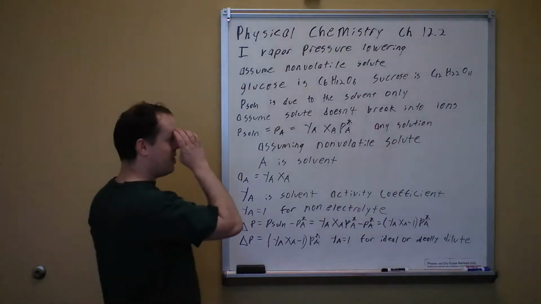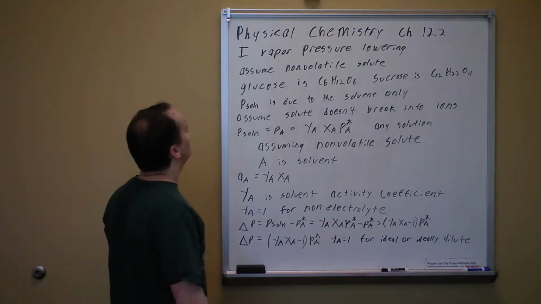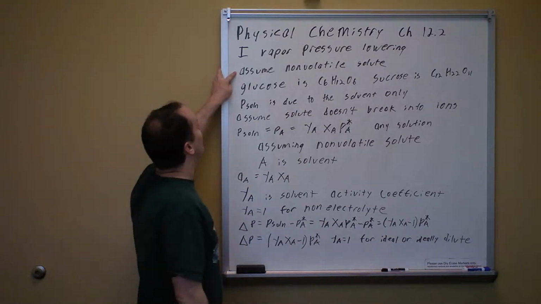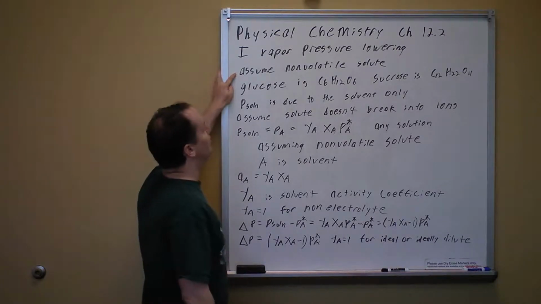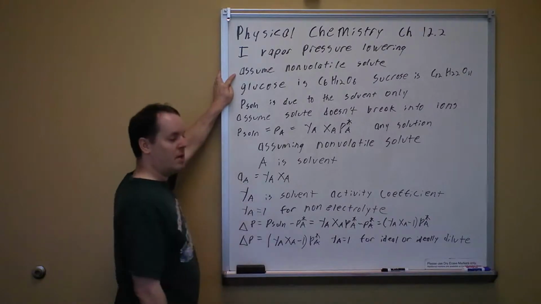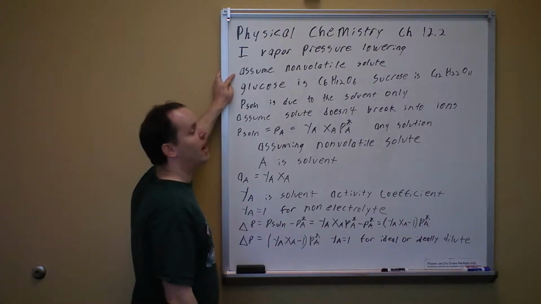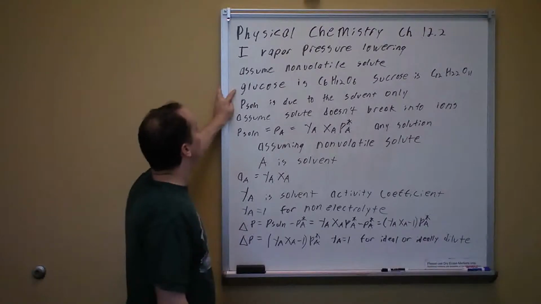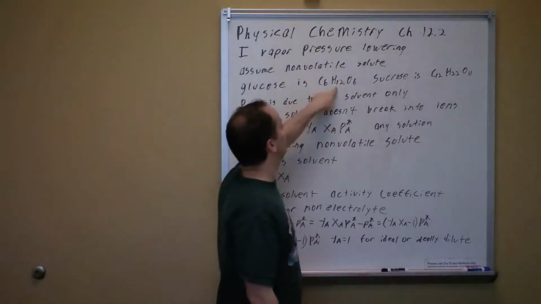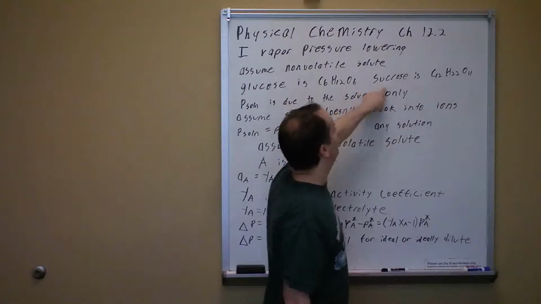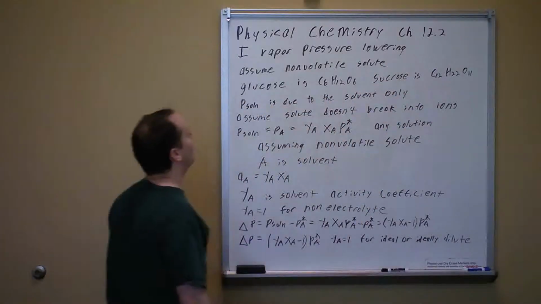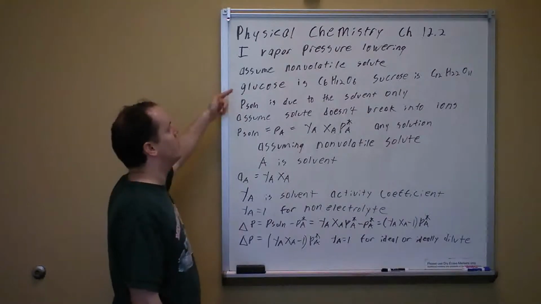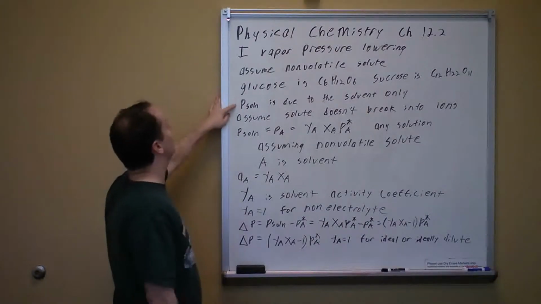Okay, physical chemistry, chapter 12, we're in section 2 now. We're going to talk about vapor pressure lowering. Now, for now, we're going to assume that we have a non-volatile solute. So the solute can be either solid or liquid, but it'll have no vapor pressure. That's what non-volatile means. Now, glucose, just so you know, is C6H12O6, and sucrose is C12H22O11. We're going to be talking about sugars later on because, well, those are both non-volatile solutes.